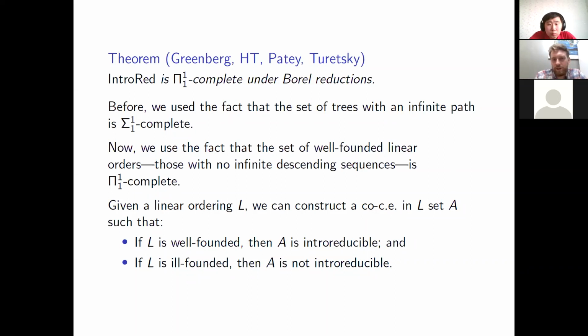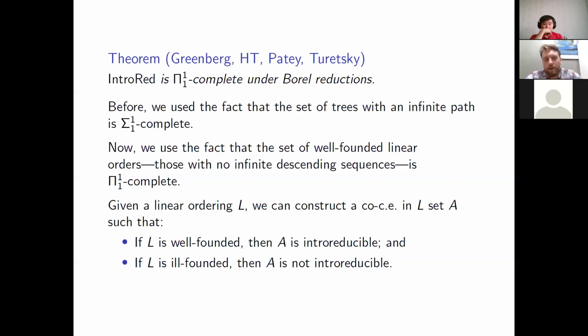In this case, it's not quite continuous, for silly reasons. If L was a computable linear order and you had a Lipschitz continuous construction, then A would be computable and would automatically be introreducible, whether L was well-founded or not. But basically, you use a single jump, so you're at the first non-trivial level of the Borel hierarchy. The point is that you're not allowed to ask whether L is well-founded or not. You just have to look at L and construct A, and then it has to turn out that if L is well-founded, then A is introreducible, and if L is not well-founded, then A is not introreducible.